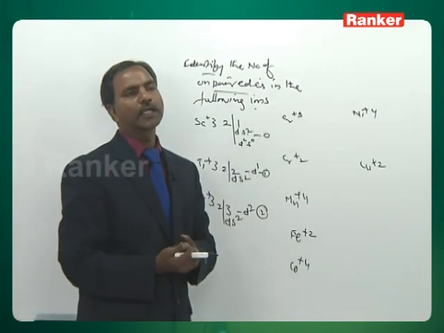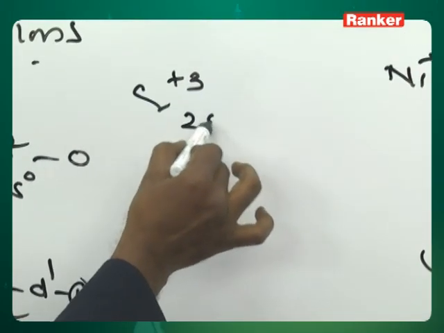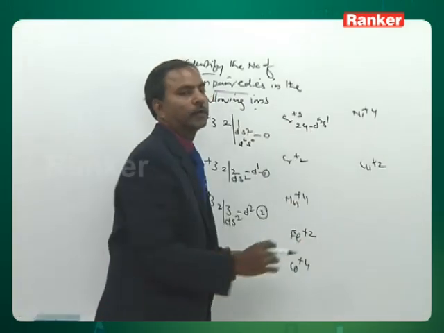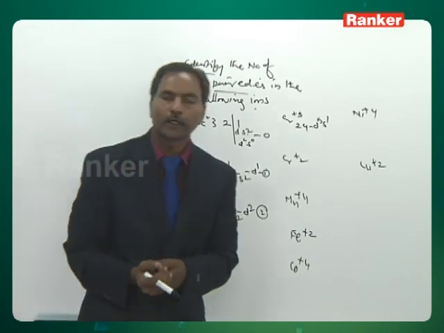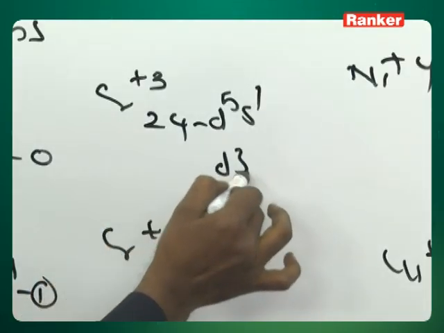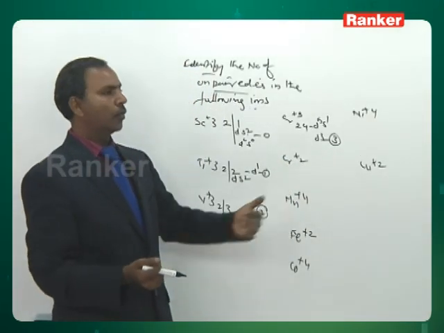Come to the next one, chromium plus 3. Chromium atomic number is what? 24. What is its configuration? But you have to remember this. It is an exception. D5S1. How many electrons lost from here? 3. What is remaining? D3 only remaining. D3 means how many unpaired electrons? 3.